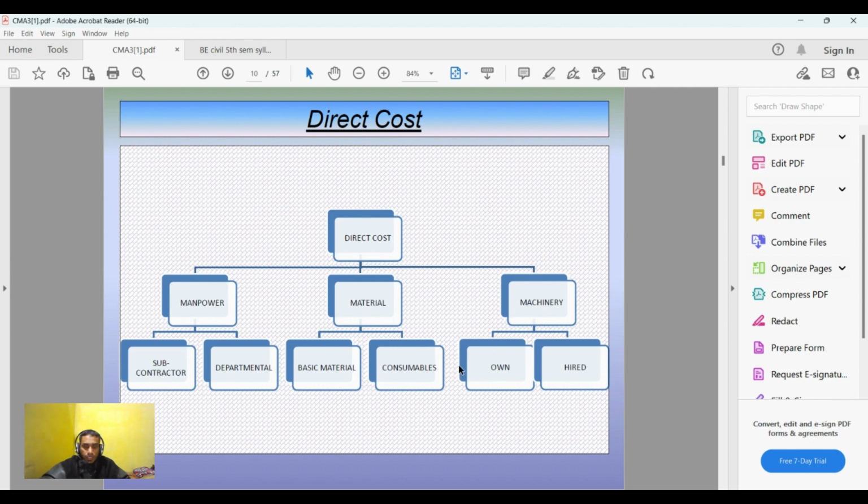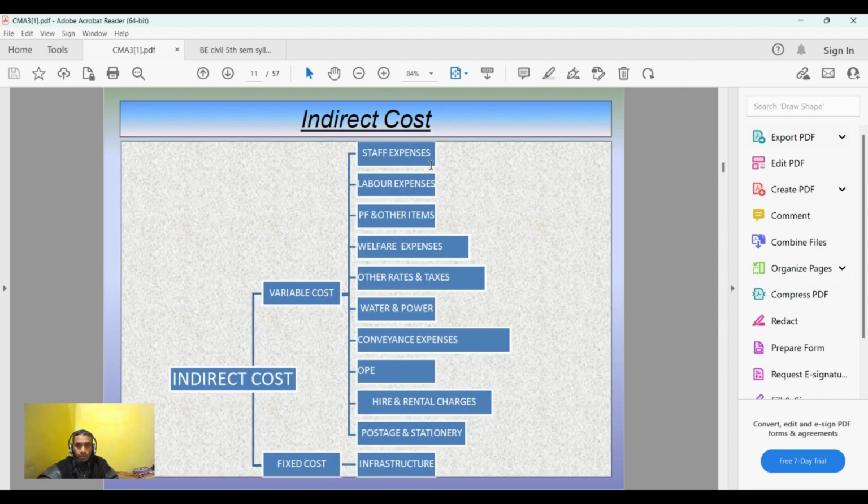Okay, machinery could be your own machinery, like the batch concrete mixer or the vibrator. And machinery could also be hired. For example, if you wish to go for excavation work, you generally hire a JCB or a poclain. Okay, you don't buy that machine generally.